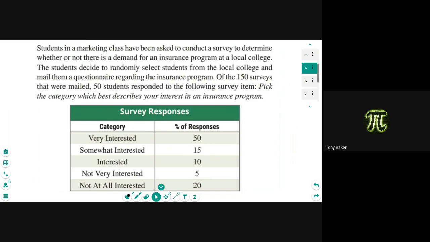All right. It probably is closer to, let's see, 25 out of 150. So we're at, yeah, 15, 16%.